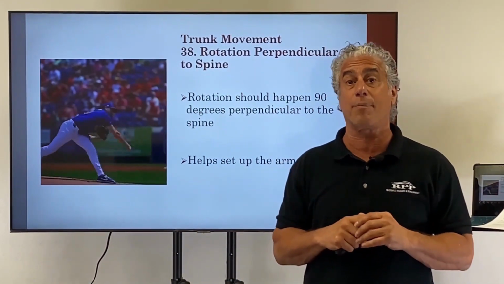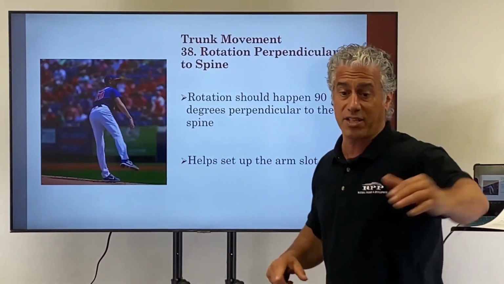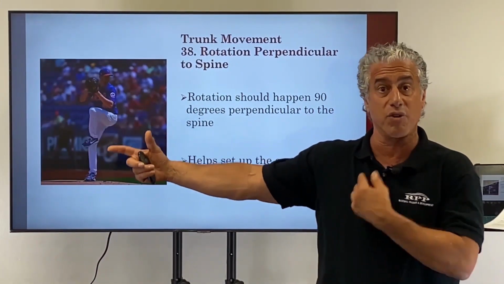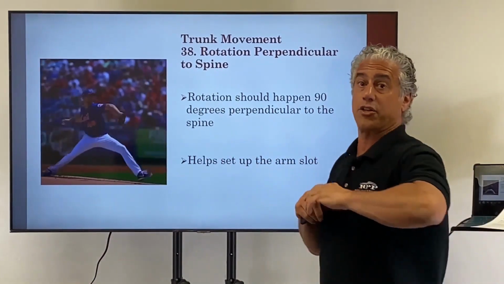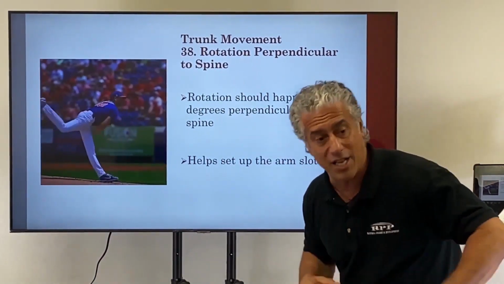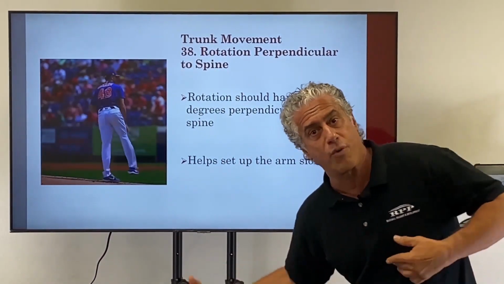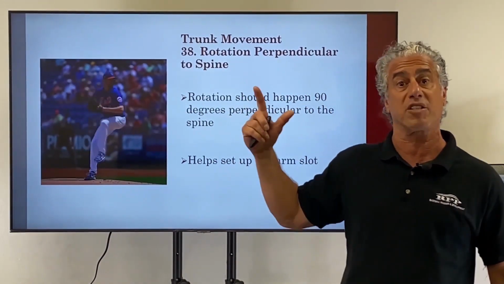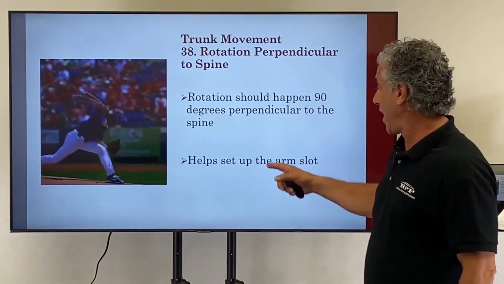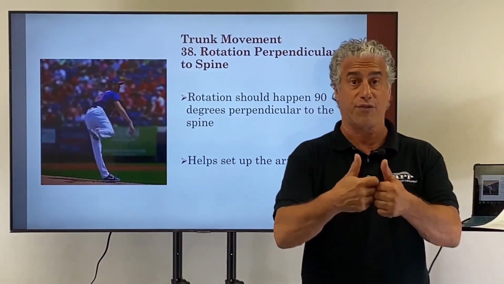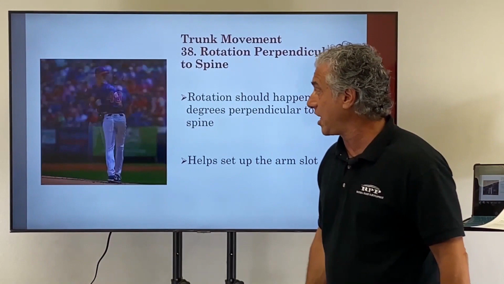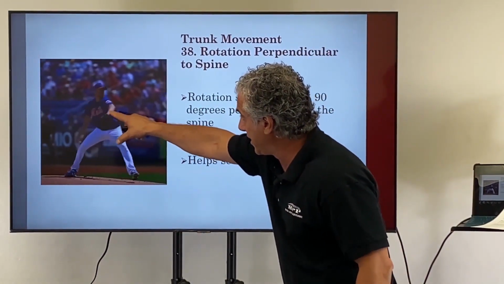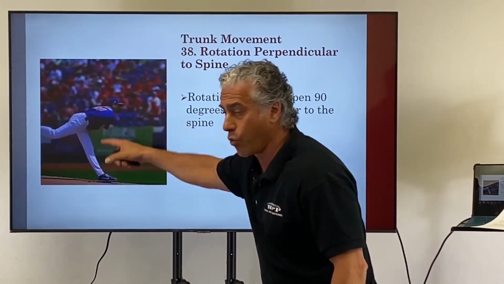This also helps set up the arm slot. So for sidearm guys, we have it straight, we have an arm here, okay, creating that 90 degrees as well, okay? Guys that are back are over the top. Guys that are low, submarine guys, we're always looking for that perpendicular axis. So no matter where it is, it will help us set up that arm slot and create efficient energy transfer up the chain. You can see here with DeGrom, as he throws, he's keeping his plane of rotation with that spine.